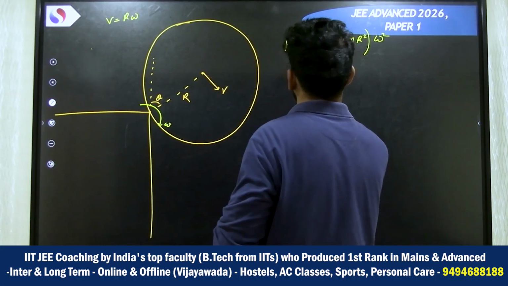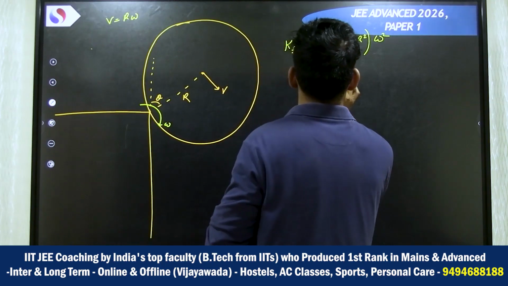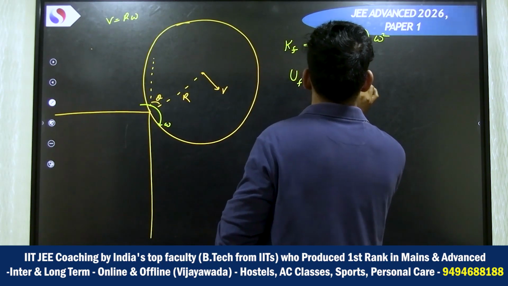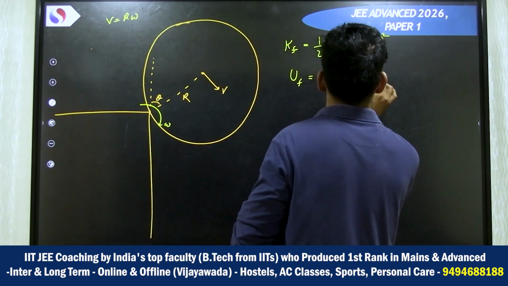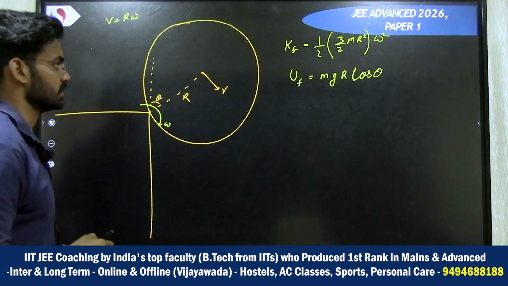Potential energy finally, if you write down from this reference, right? So this is R, so this will be R cos theta. So you can say potential energy is what? m g R into cos theta. Okay, so from here, just do the energy conservation, that's it.